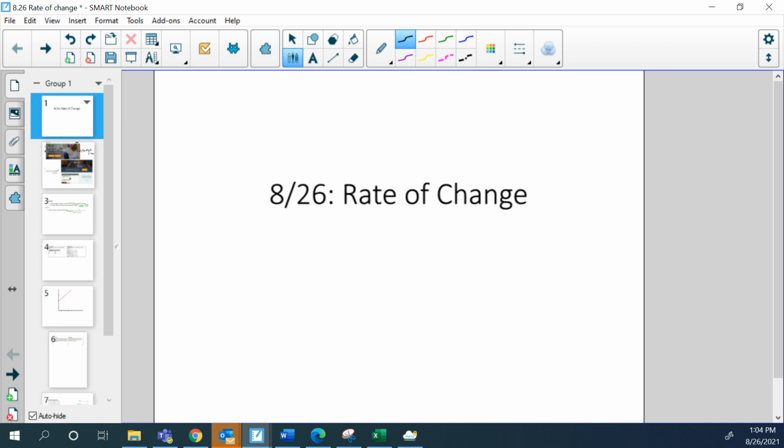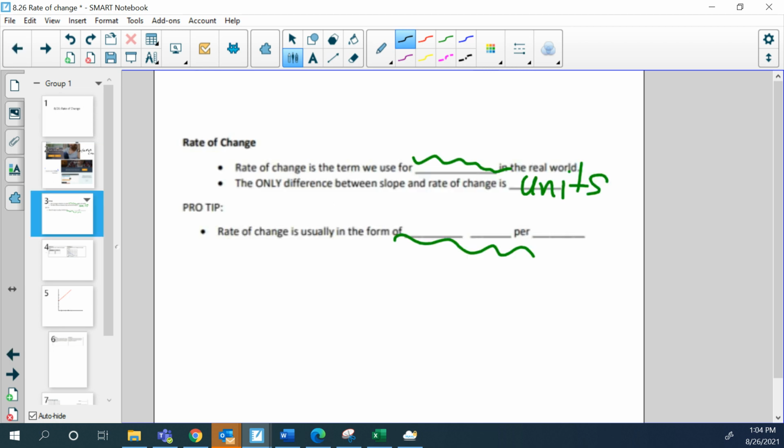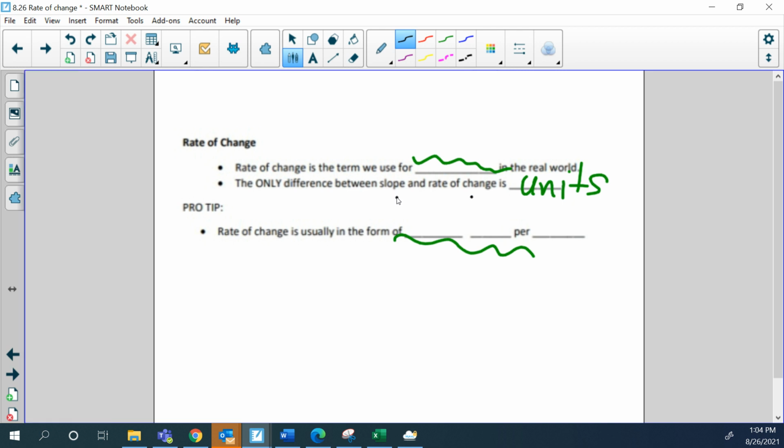Today's lesson is rate of change. And rate of change is very similar to slope. The only difference between slope and rate of change is the unit. That's the only difference, and you'll see what I'm talking about later on. Don't worry about this right here. Just remember, the only difference between slope and rate of change is the units.